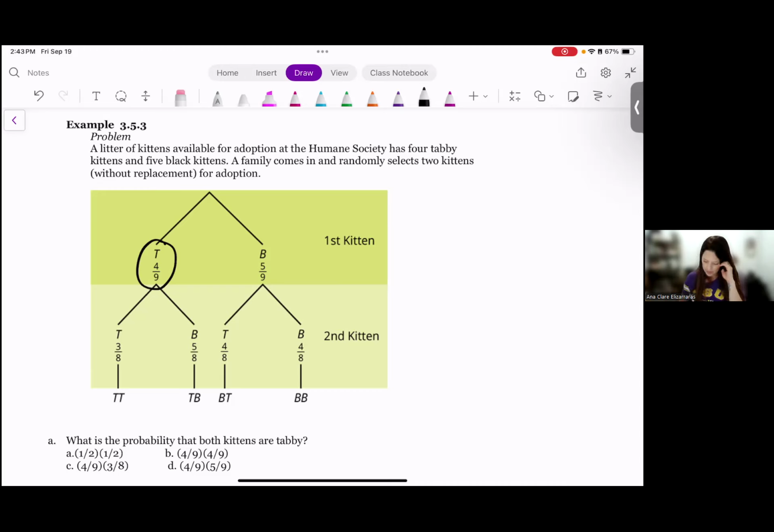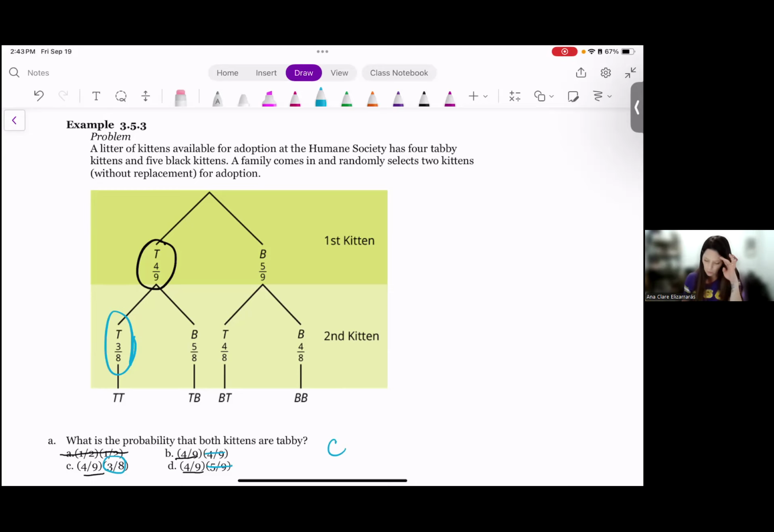So A does not have 4/9 listed. That's not going to work for me. But B, C, and D all have 4/9 listed here. But then I need a second tabby, which is 3/8. B has 4/9, D has 4/9, which means they put the kitten back. That's not very nice. C is going to be my answer here. 4/9 times 3/8 would give us 12/72. You can actually reduce it.